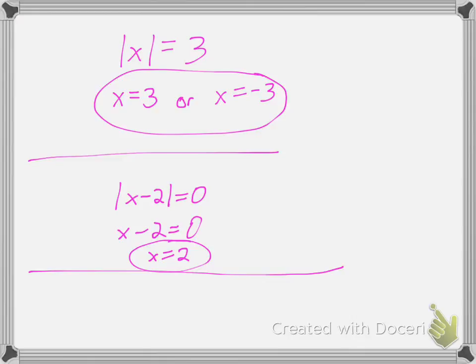Alright, the last one that I want to address really quick is, let's say you have the absolute value of x plus 3 is equal to negative 5. Now, you would actually have no solution here, and the reason is because the absolute value can never give you a negative result. So you'd have no solution. It'd be the null set for that one.